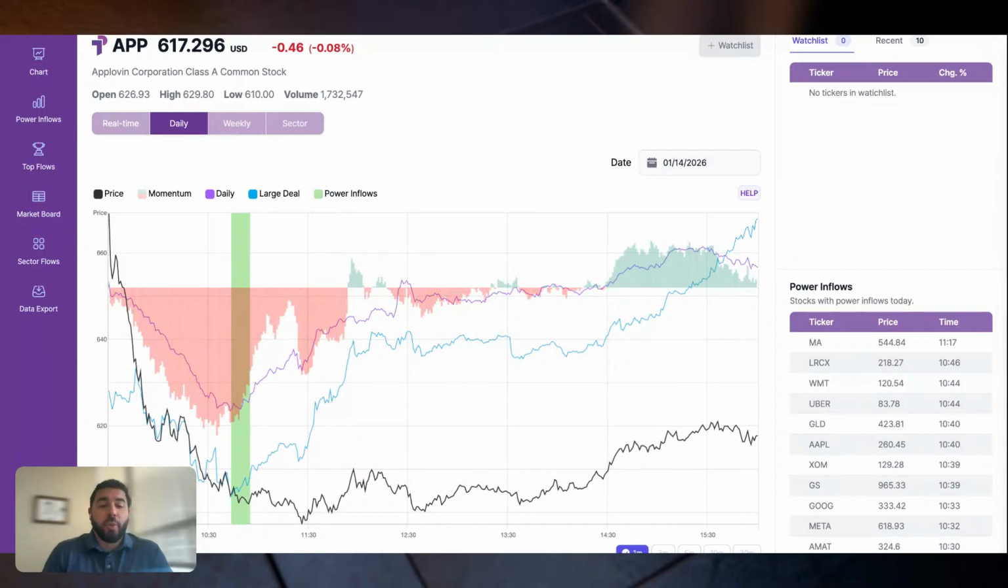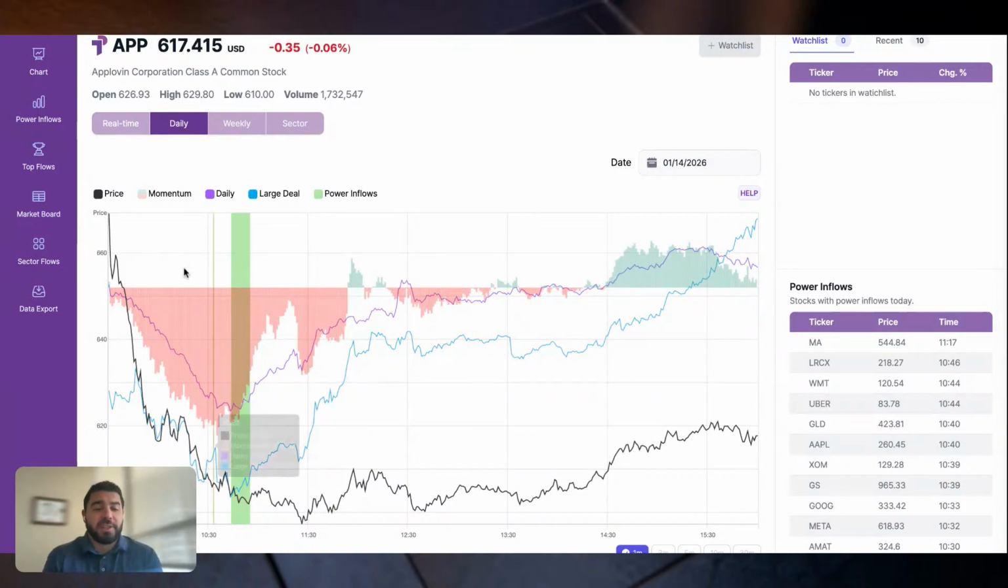We follow about 2,000-plus stocks on our platform, and this signal only gets activated for around 10 to 15 per day. So it's a very significant indicator that we provide, and again, it's all based on that order flow shift that we're seeing.